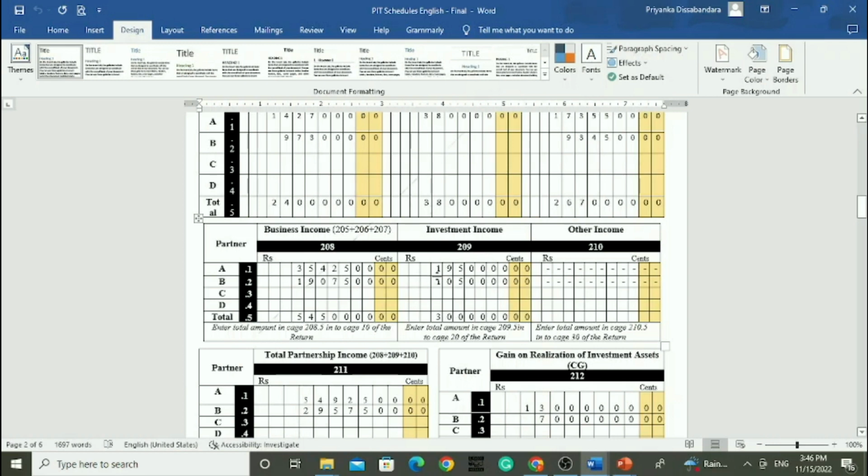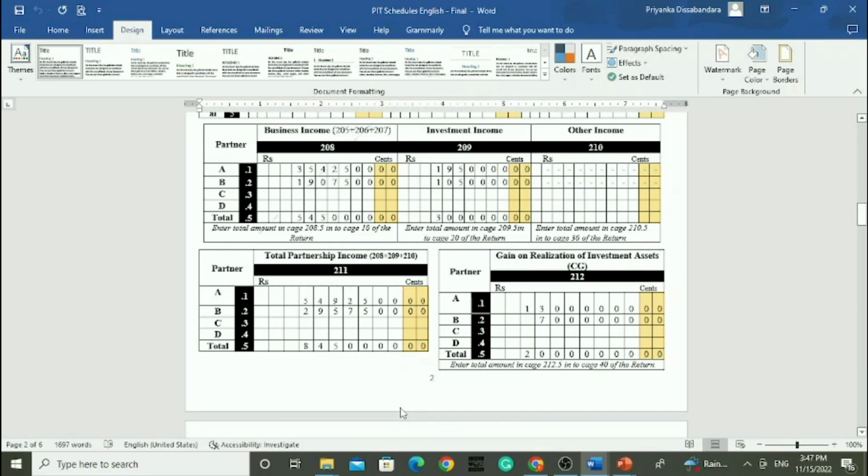And after that, you have to enter investment income of the partners. To Ms. Rasika, interest income will be 1,950,000, and to Ms. Tilaka, interest income will be 1,050,000. Total interest income will be 3 million. We have to include that amount under investment income. Then there are no other income to these partners. Total partnership income will be the aggregate of the columns 208, 209 and 210.